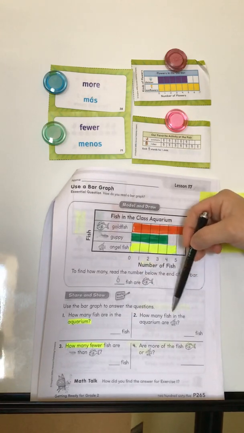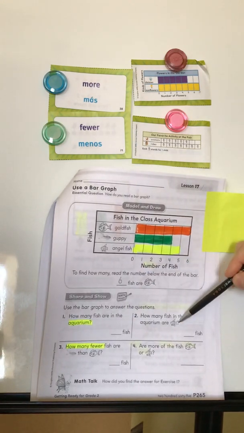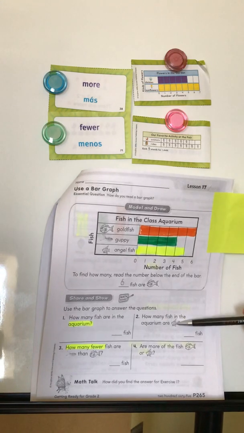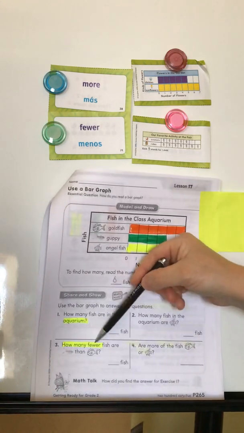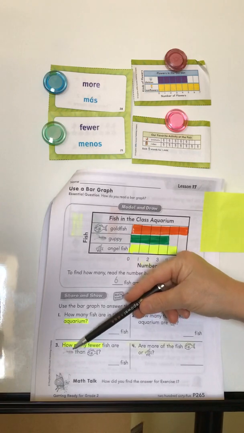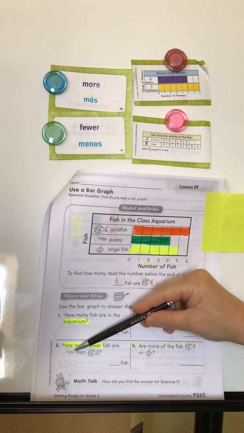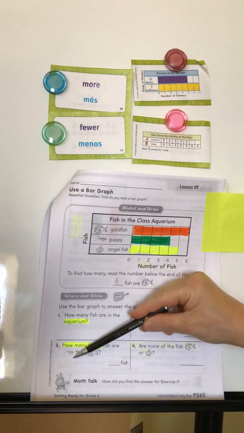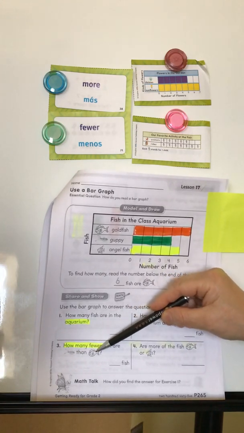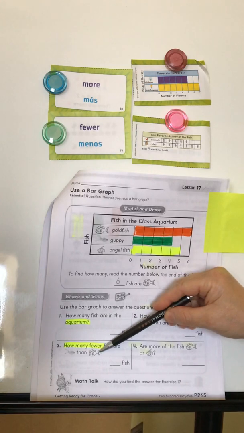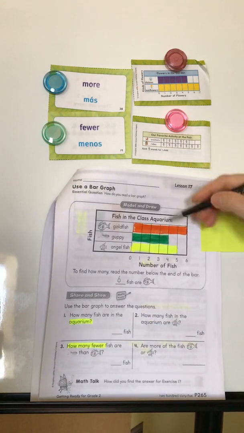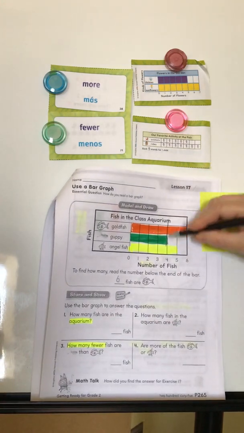Number 2, how many fish in the aquarium are angelfish? Go look at your graph, follow it to the number. How many fewer fish are guppy than goldfish? Find your number of guppies, write it here, minus your number of goldfish. Write it there. Or you can do it this way. This is another easier way. So here's where they match.